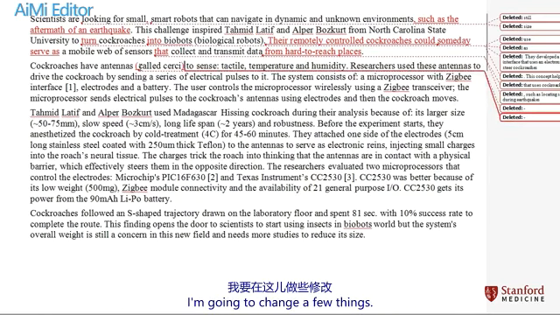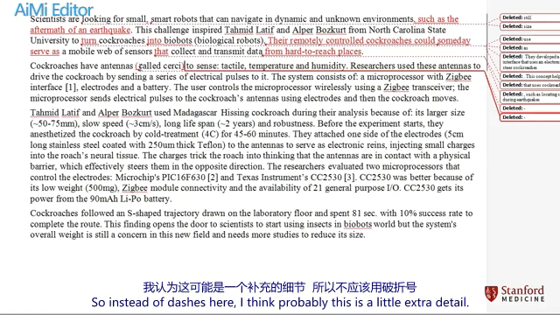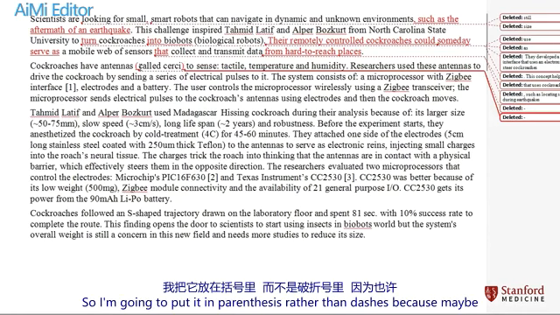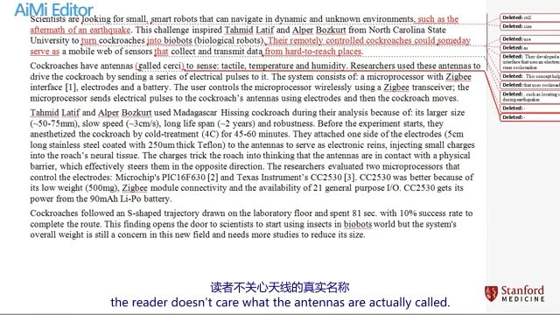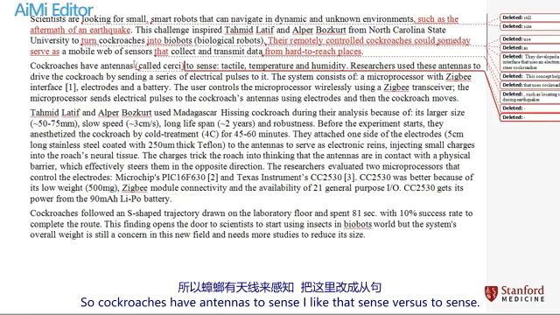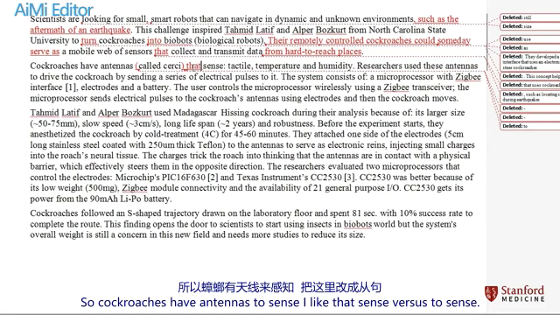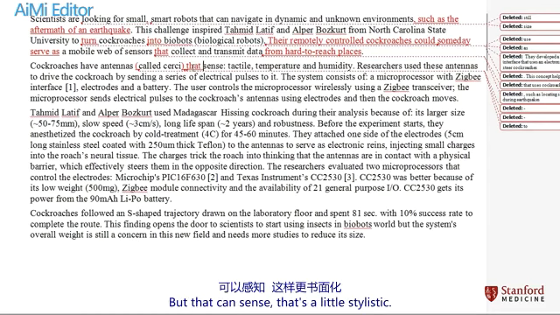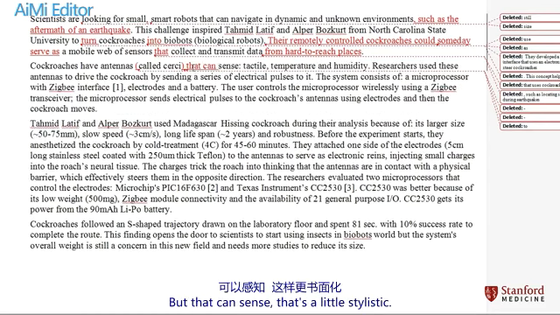I'm going to change a few things. So instead of dashes here, I think probably this is a little extra detail. So I'm going to put it in parentheses rather than dashes because maybe the reader doesn't care what the antennas are actually called. So cockroaches have antennas, which sense. I like that sense versus to sense, but you know, that can sense. These are all, that's a little stylistic.